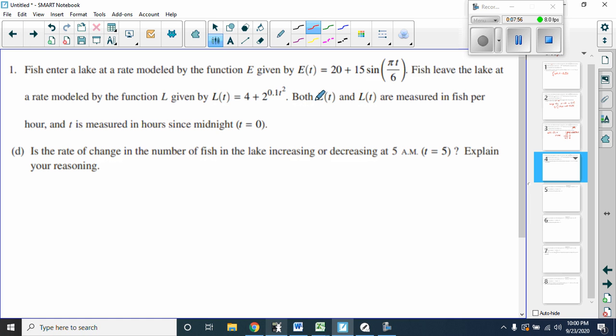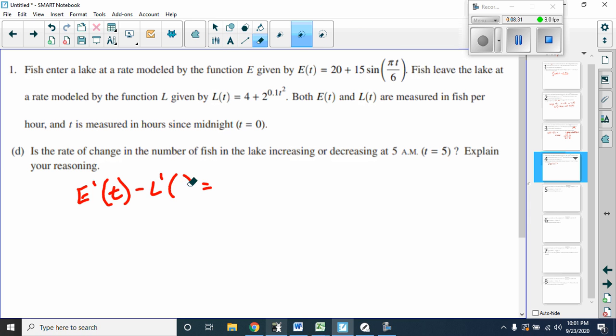And the last part to this problem, part D, asks, is the rate of change in the number of fish in the lake increasing or decreasing? So we want to know, is the rate of change increasing or decreasing at a specific time? Does the overall rate of change, which would be E prime of t minus L prime of t, is that positive or negative at time 5?